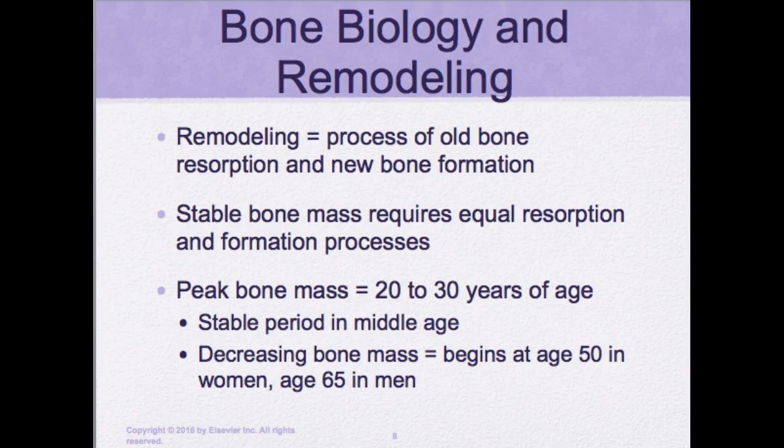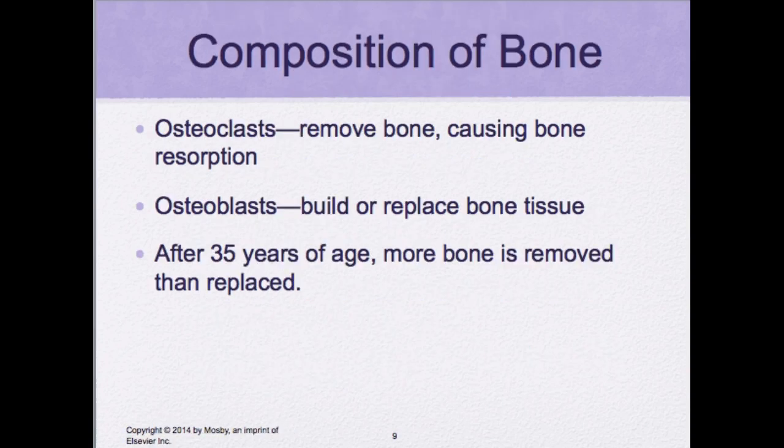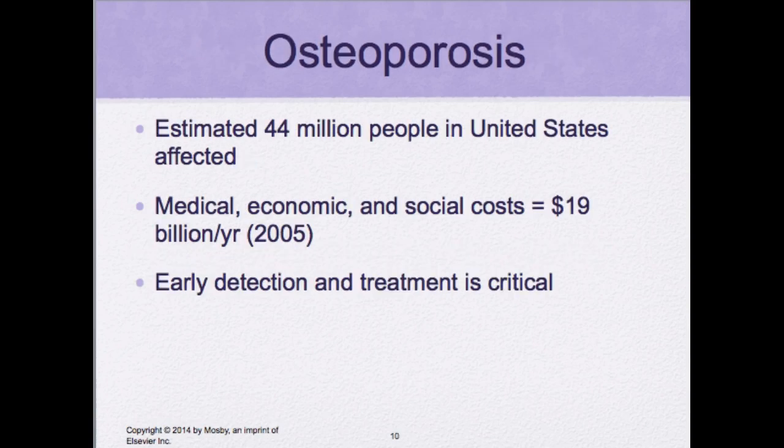So, bone biology and remodeling. Remodeling is the process of old bone resorption and new bone formation. Stable bone mass requires equal resorption and formation. Peak bone mass is at 20 to 30 years of age, and it's a stable period during middle age, and decrease in bone mass begins at 50 in women and 65 in men. Osteoclasts remove bone, causing bone resorption, whereas osteoblasts build or replace bone tissue. After 35 years of age, more bone is removed than replaced.